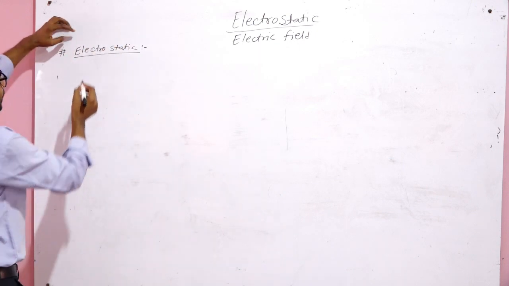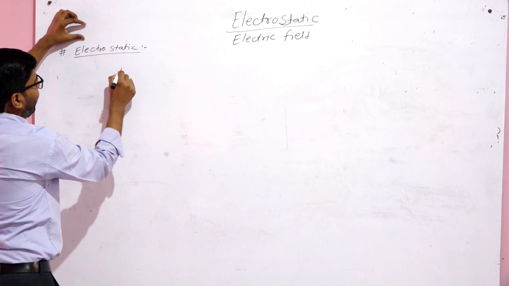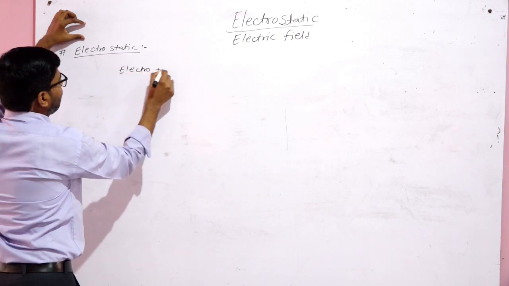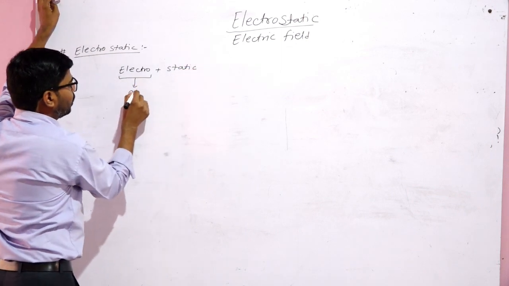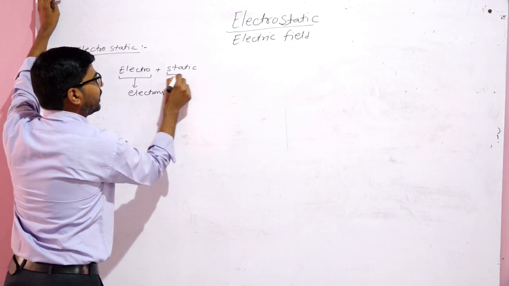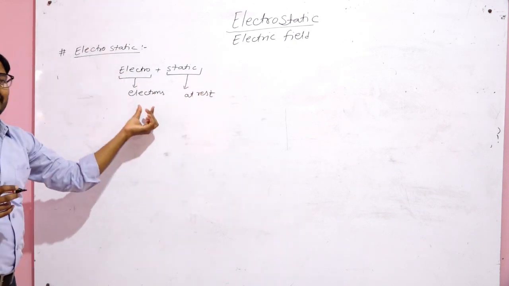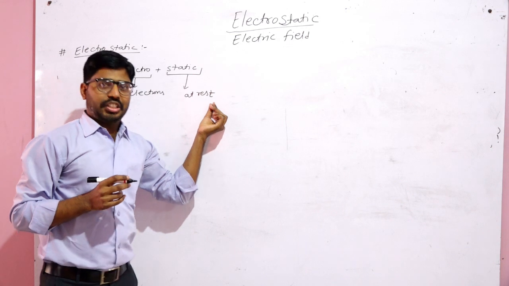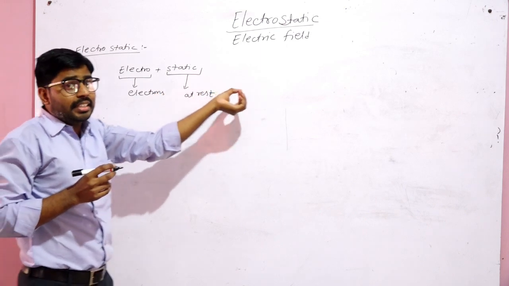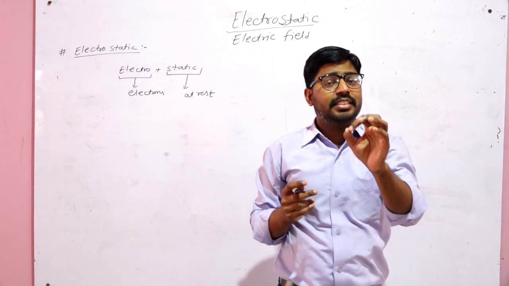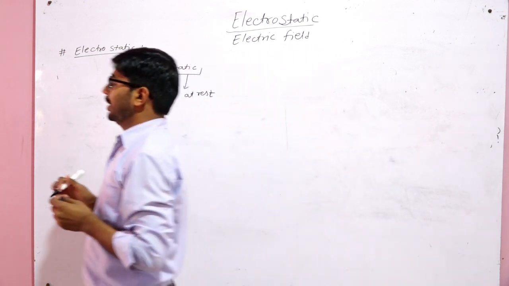Dear students, the word electrostatic became by combining the two words electro plus static. Electro means electrons and static means at rest. That means electrostatic का मतलब क्या हो गया? Electrons at rest. The study in which electrons are taken at rest is known as electrostatic.